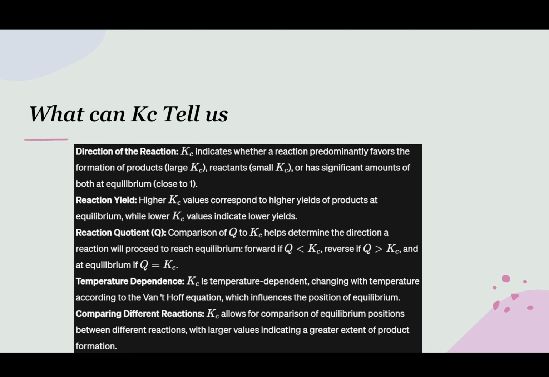lower yields. The reaction quotient comparison, we're going to look at the reaction quotient, by the way, compared to Kc, helps determine the direction the reaction would proceed in to reach equilibrium. If Q is less than Kc, it proceeds forward; if Q is greater than Kc, reverse; and it's at equilibrium if Q is equal to Kc. Then we look at temperature dependence and comparing different reactions. All this information is here for you. I noticed that I included the Van 't Hoff equation. You don't need to know that.